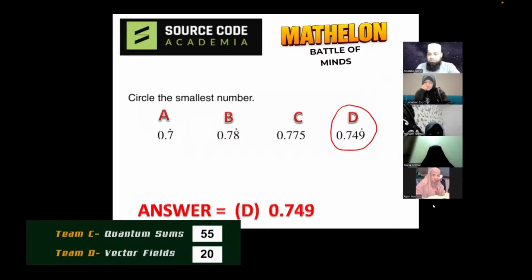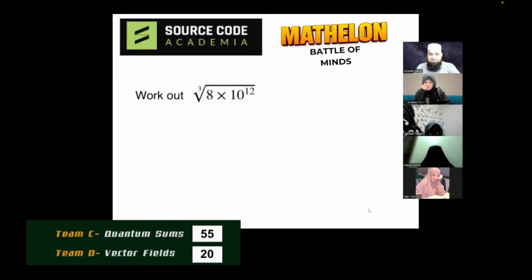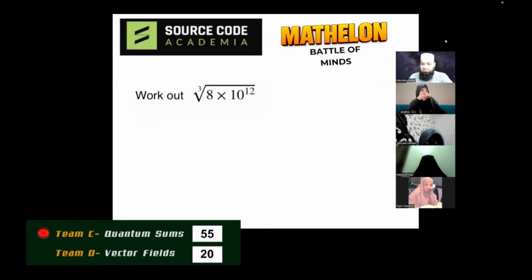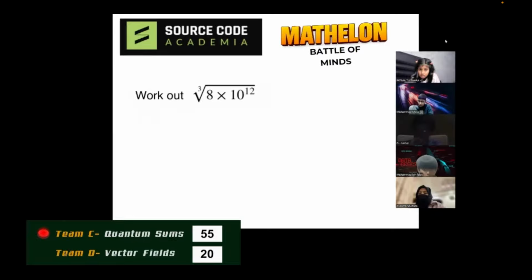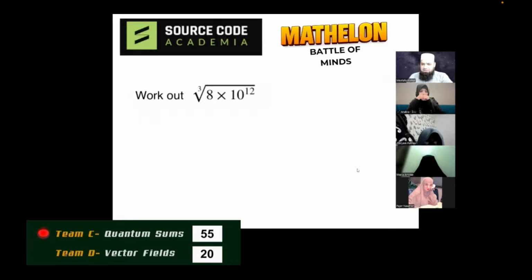Get ready for the next question, kids. What is the cube root of 8 times 10 to the power 12? Team C, Mariam Fatima. 2000. It's not 2000, unfortunately. The answer is 2 times 10 to the power 4, which is 20,000.